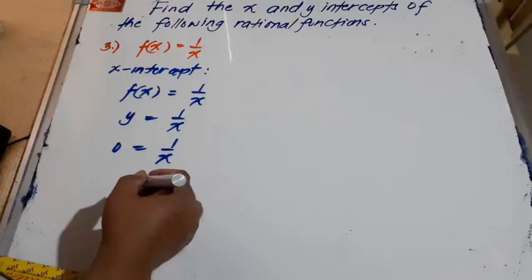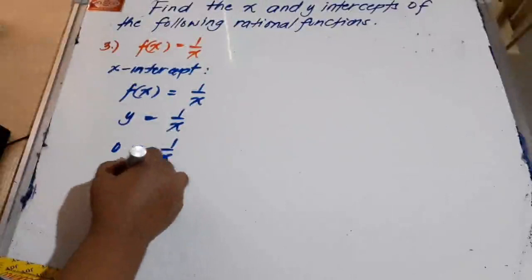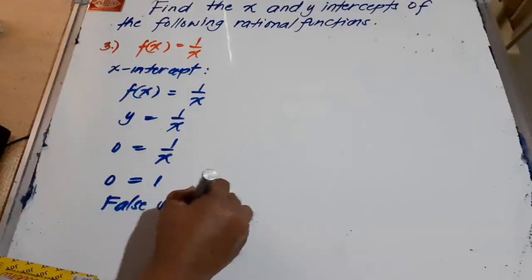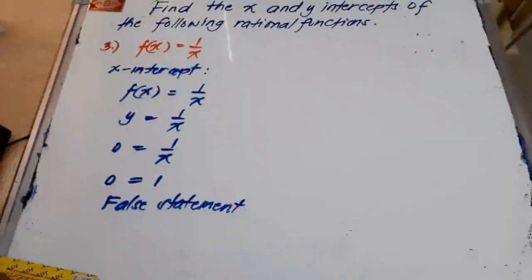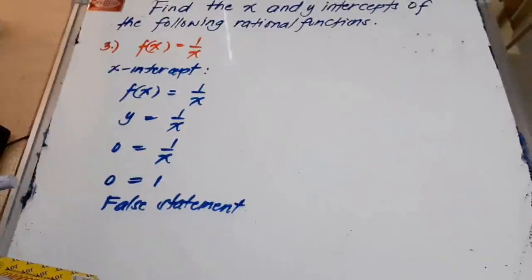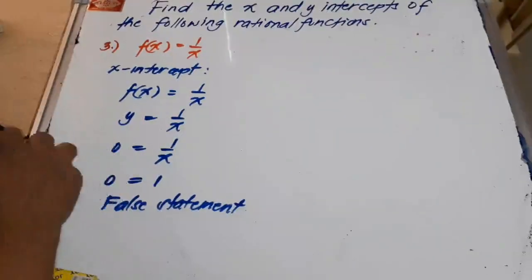Then we cross multiply. So if we cross multiply, the result will be 0 equals 1. So this is a false statement. Okay? Because magiging 0 equals 1, because 0 times x equals 0. 0 equals 1 is a false statement. How about for the y-intercept?